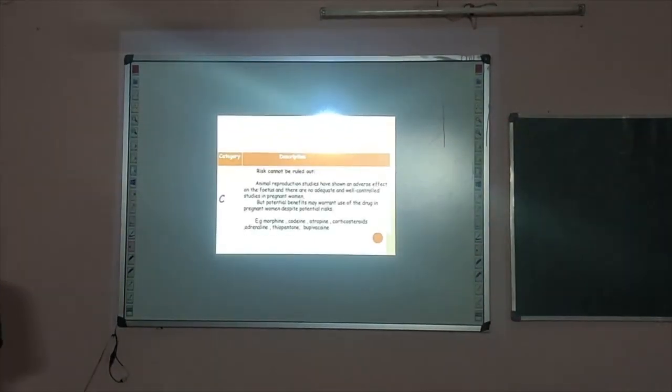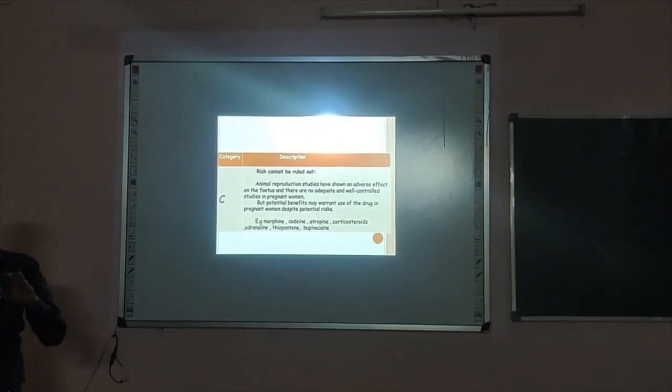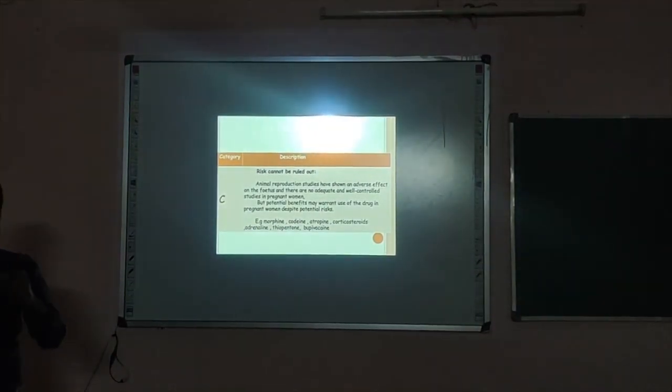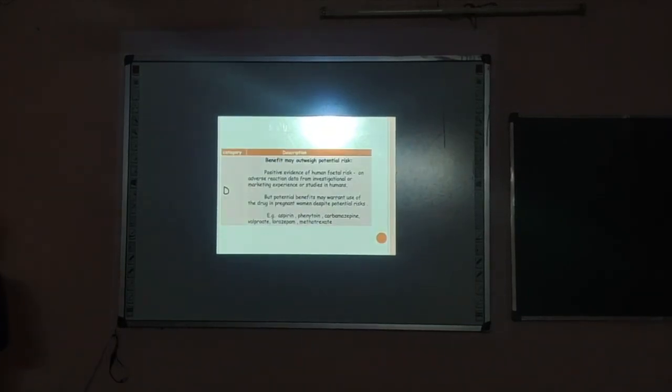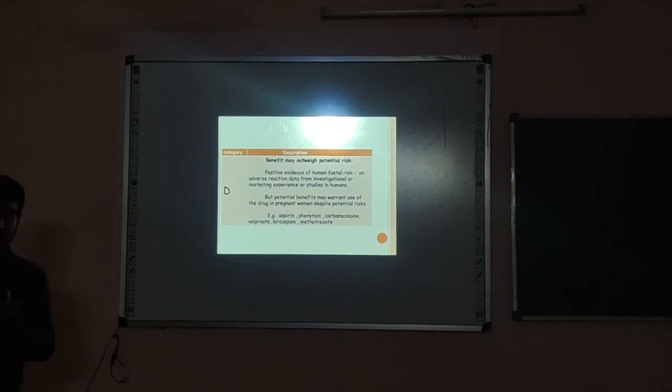Next one is C. We cannot rule out the complication. Definitely there will be a complication, but we cannot underestimate it. That category will be considered as C. Next one is D. Definitely there will be a potential risk. It means this medication should not be given in specific patient groups.